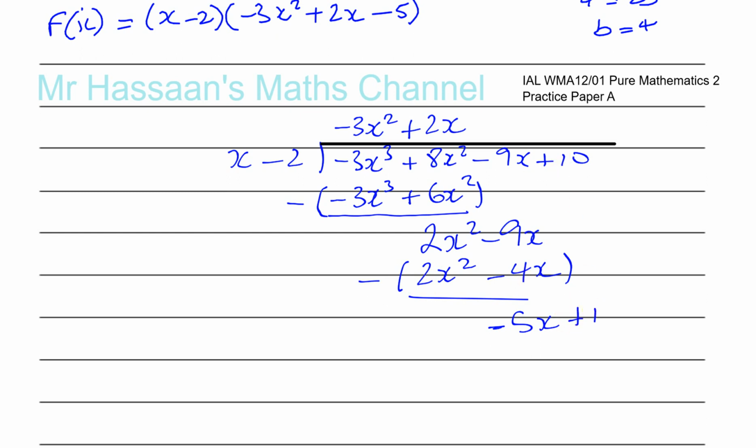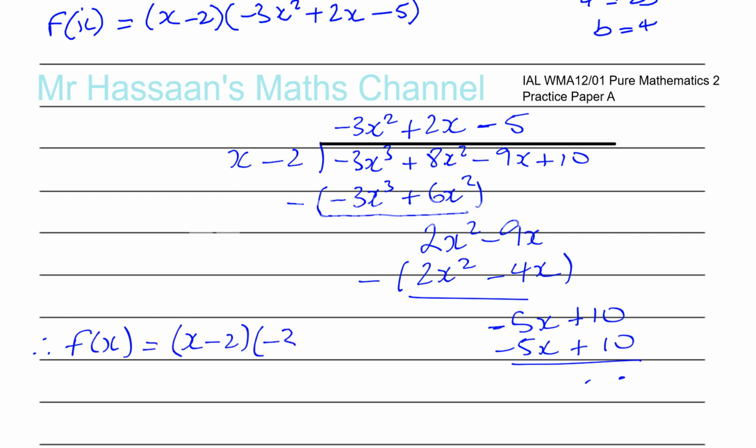Bring down the 10. And we notice so far, you got minus 3x squared plus 2x, same thing. Now, x times minus 5 gives me minus 5x. You see, that's exactly the same now. So just minus 5 times x gives me minus 5x, and it should end up being the same. Minus 5 times minus 2 is plus 10. You're left with no remainder. Because there's no remainder, that means that must be a factor of this, and this is another factor. So we can therefore say f of x is equal to x minus 2 times negative 3x squared plus 2x minus 5.